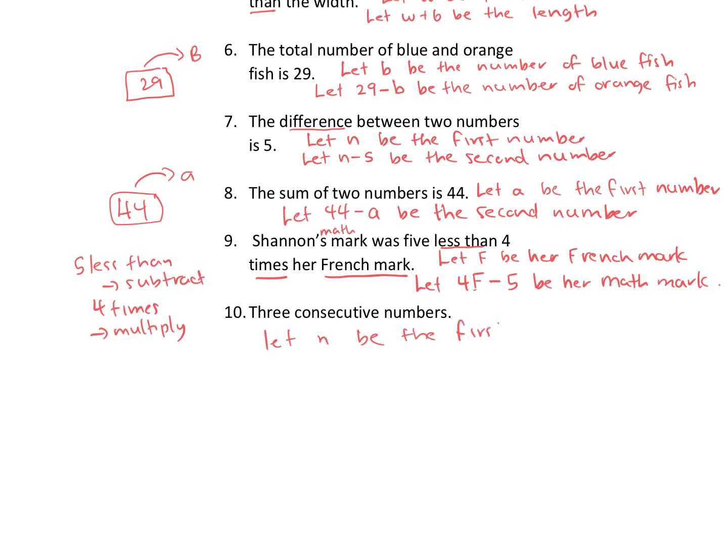Okay, so we're going to let n be the first number. The next one would be 1 more. And then the third number in relation to n would be 2 more than n, right? So if n's the first, then we add 1 to get the next one, and then we add another 1. But if we're describing it in terms of n, then it would be 2 more. So that would be the third number.